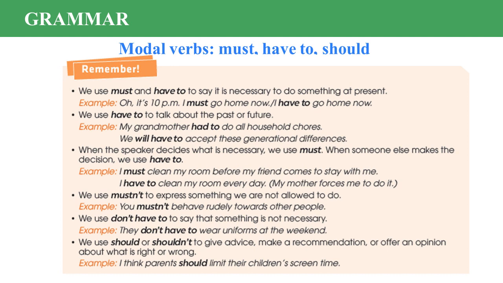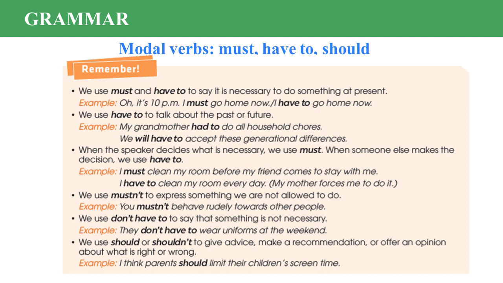Now continue with grammar. Modal verbs: must, have to, should. We use must and have to to say it's necessary to do something at present. We use have to to talk about the past or future. When the speaker decides what is necessary, we use must. When someone else makes the decision, we use have to.